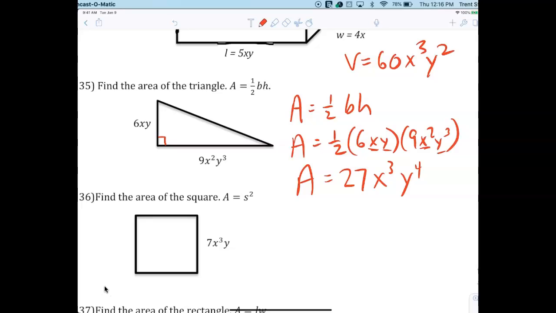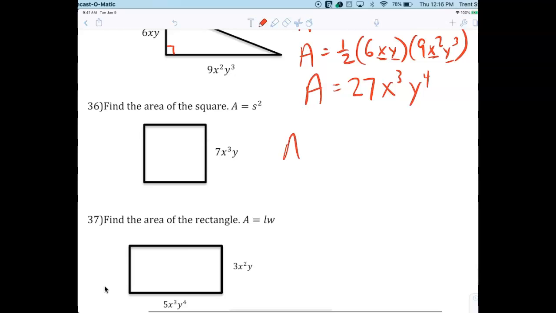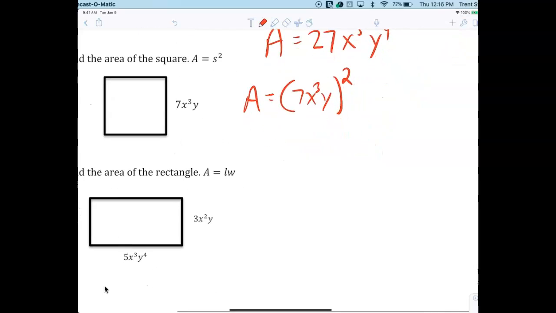What's half of 6 times 9? I'm trying to teach you that you take care of the numbers first. You're multiplying 1/2 times 6 times 9. Then do the properties for all of the variables. Okay? All right. So the area of the square, area equals parentheses 7x cubed y squared.